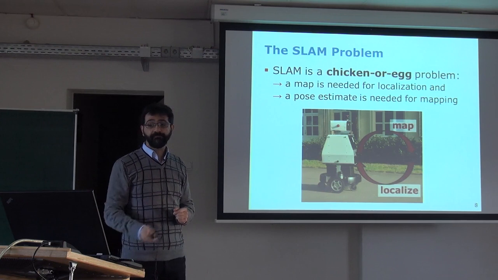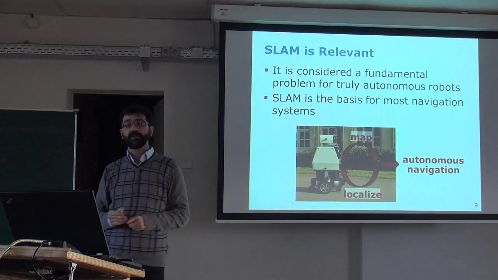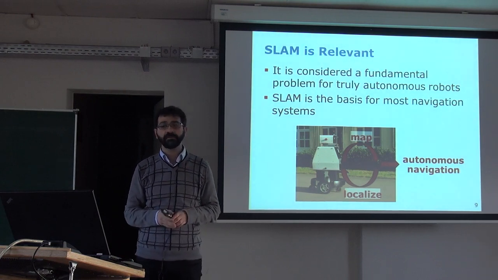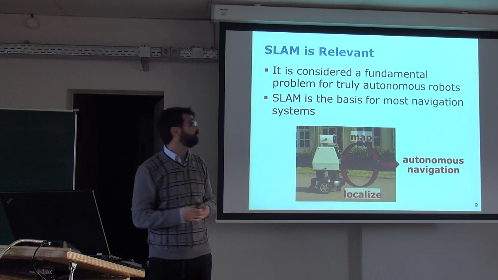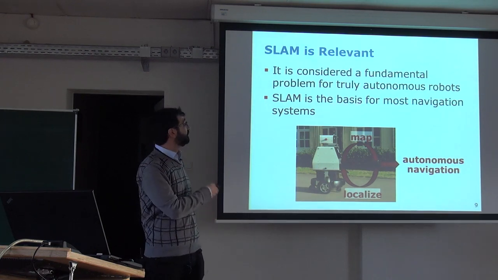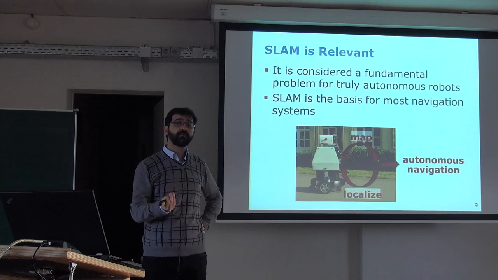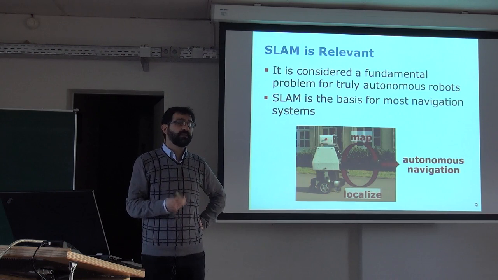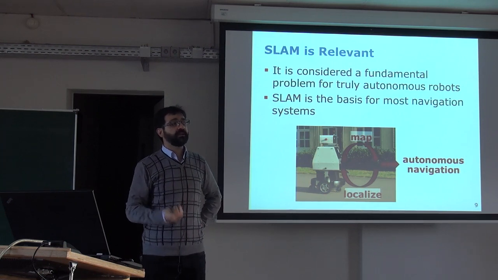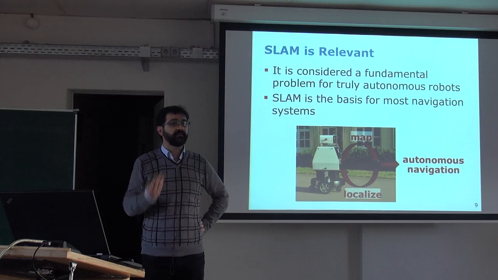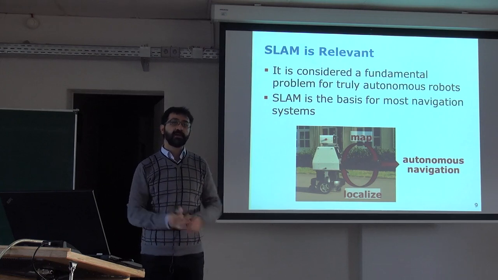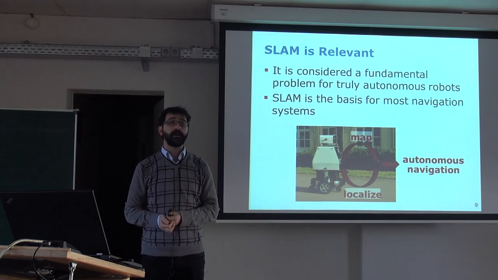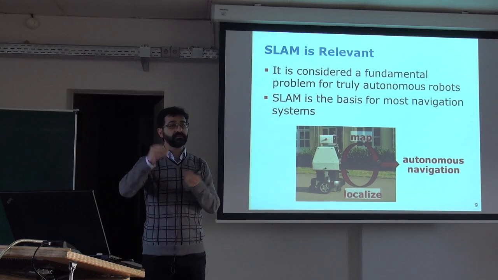And why is this problem relevant for robotics? It is actually one of the most fundamental problems if you want to have a robot moving around. The reason is that this is the basis for most navigation systems. If you want to be autonomous, if you want a robot to be able to make decisions on its own, it needs to have enough information for making a reasonable decision. Okay, and this enough information is, for instance, where the obstacles in the environment are, how I can connect different places in the environment, and so on.